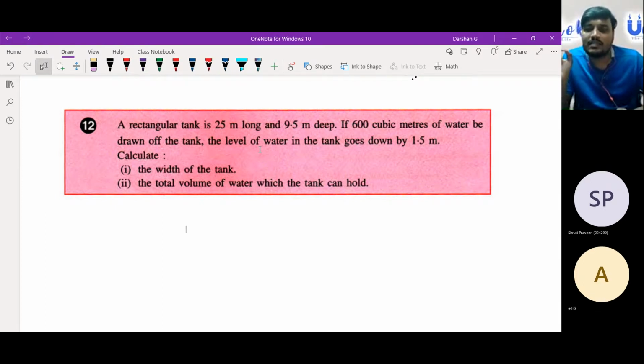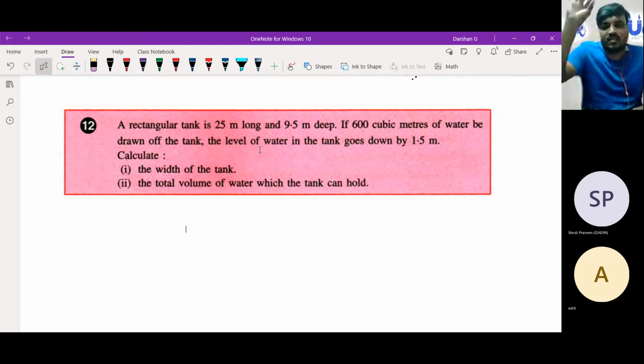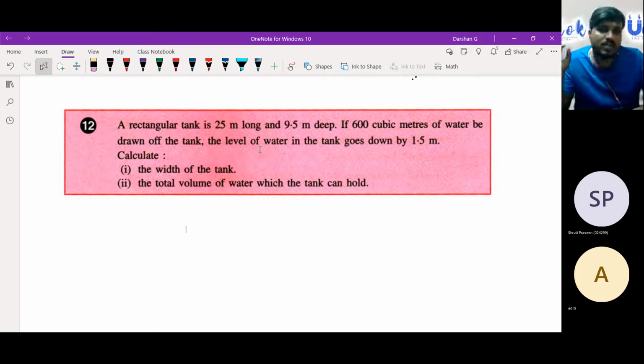If 600 cubic meters of water is drawn from the tank, the level of water in the tank goes down by 1.5 meters, meaning the water, whatever it was filled to, has come down by 1.5 meters. We don't know how much it was filled. We know the depth. Now they are telling us to find the width of the tank and the total volume of water which the tank can hold. The overall volume also they're asking.